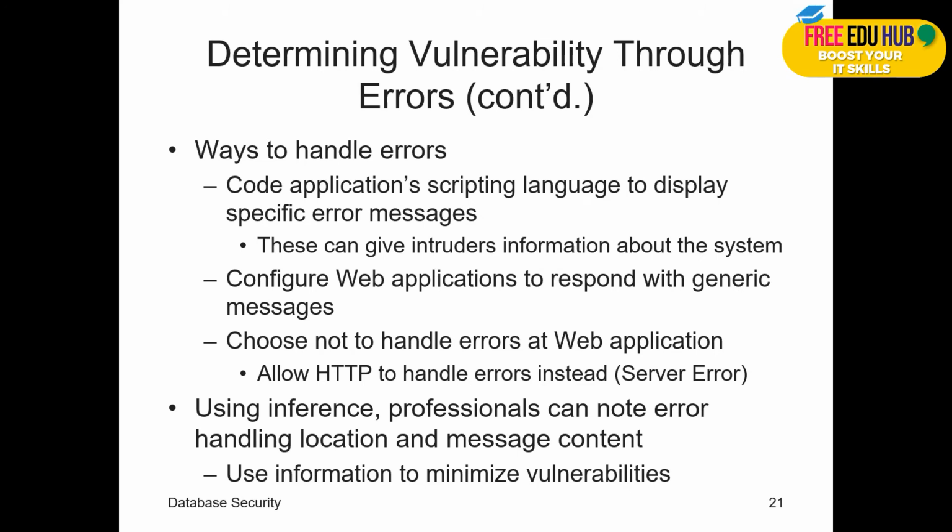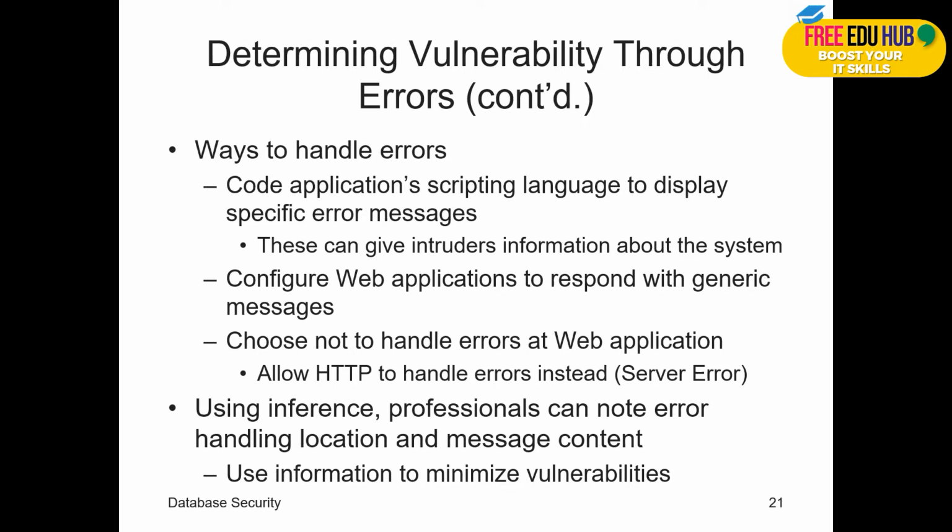Now, one way to handle the error is to code the application scripting language to display specific error messages, so that if something happens, it crafts a message which would display. Sometimes you see that if an error message is coming on a website, it's giving you a code. That code is only for the programmers or owner of that application, who can read and decipher what the exact meaning of this error message appearing on the screen is.